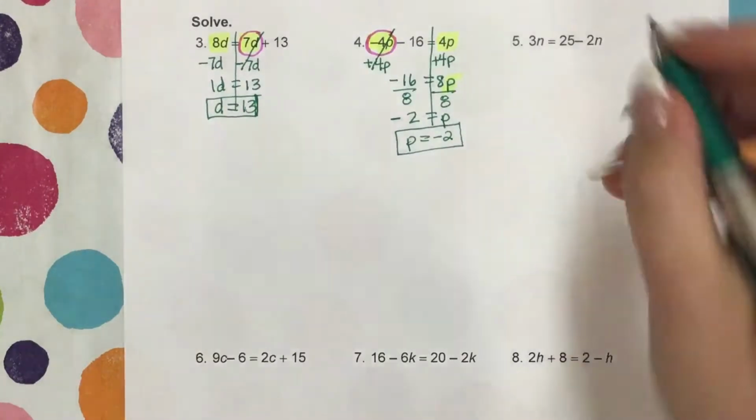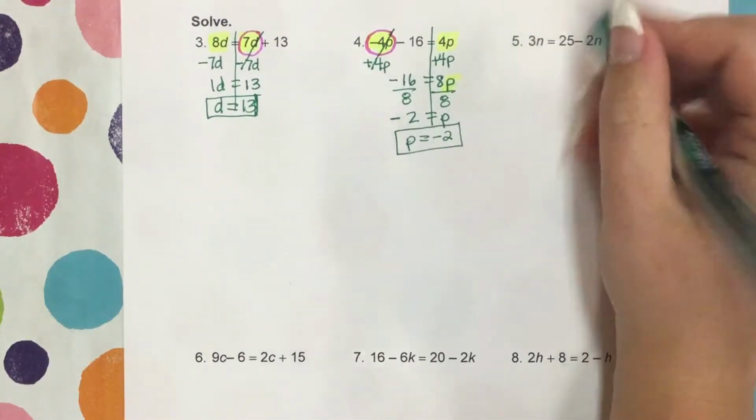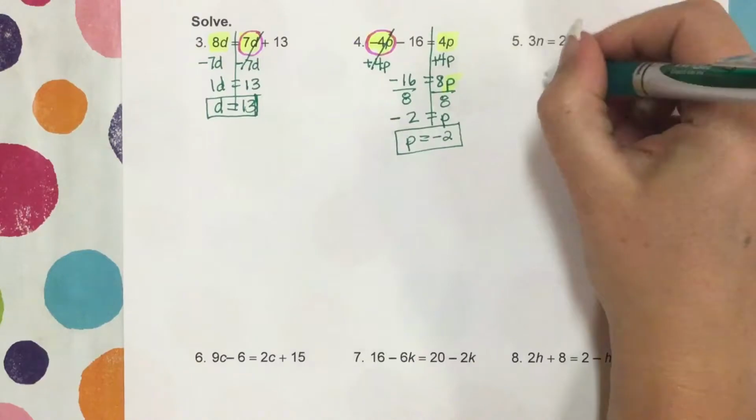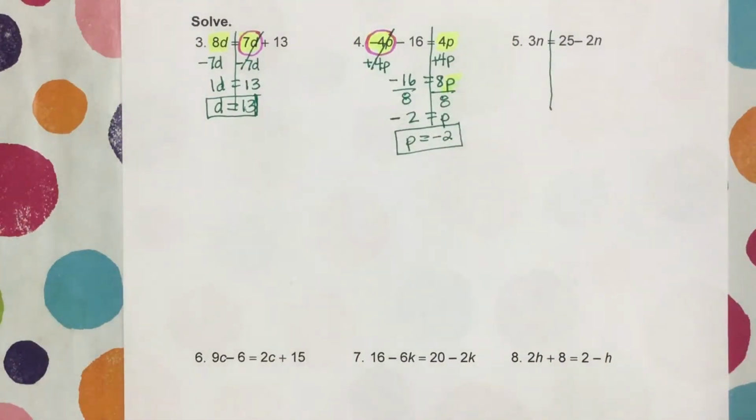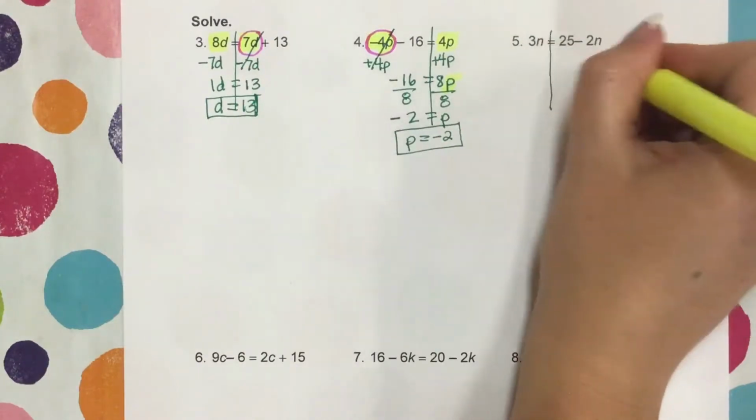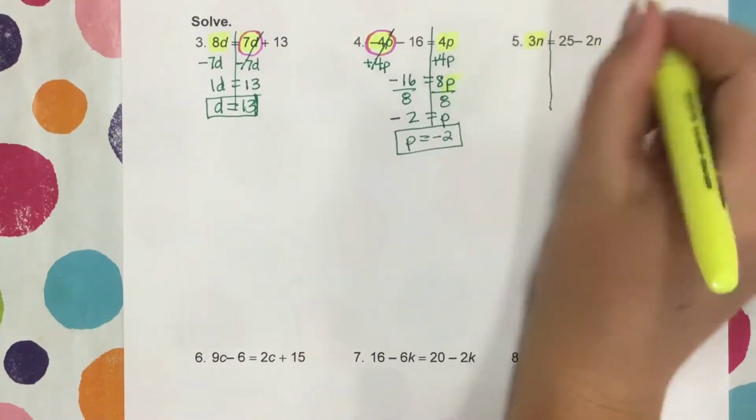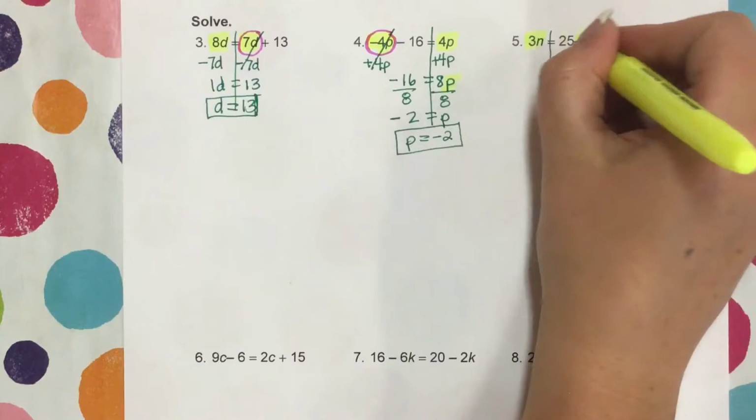All right, we're back. Okay, let's do number 5. 3n equals 25 minus 2n. The equal sign divides the equation into two sides. We have 3n. We have variables on both sides. Okay, there's a 3n over on this side, and then there's a negative 2n on this side.